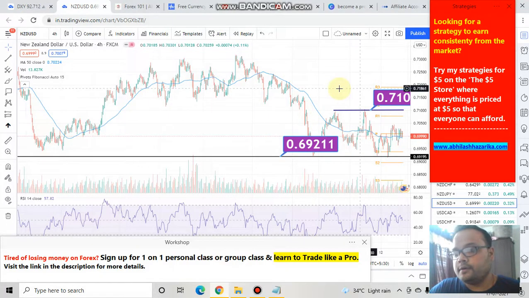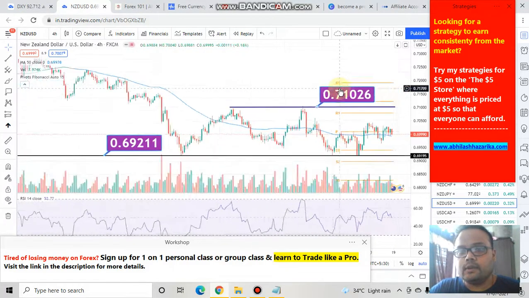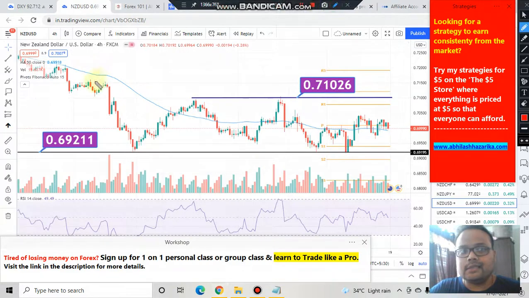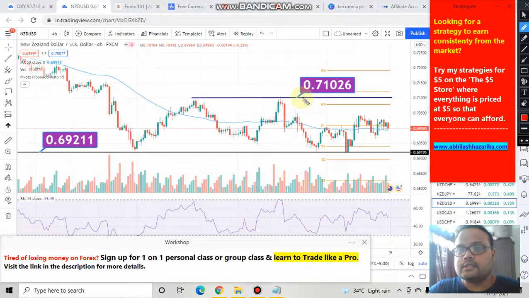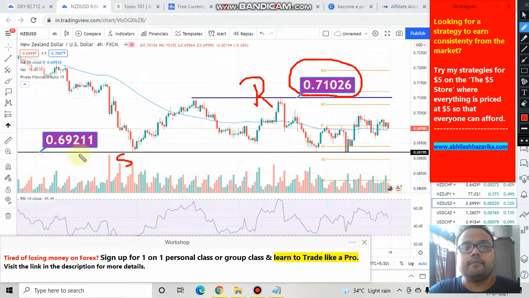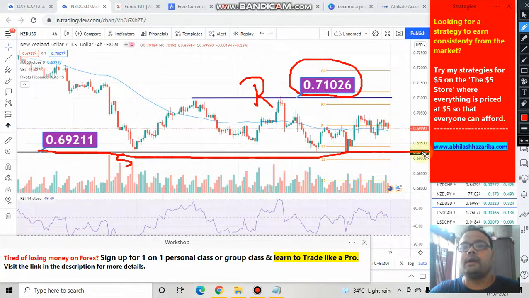Therefore, if I zoom in, you can clearly see that yes, there was a fall in the market, but right now the market is sideways, trading in a range here. We have 0.7102 on the upside as the resistance. This is the resistance for the market, and this is the support for the market, 0.6921. These two levels are important for the chart of New Zealand dollar, US dollar right now.